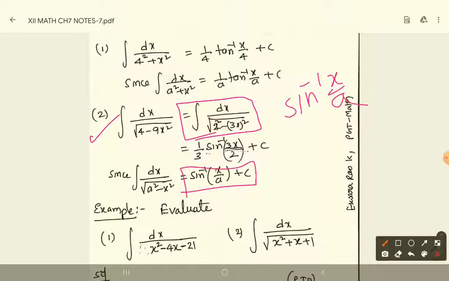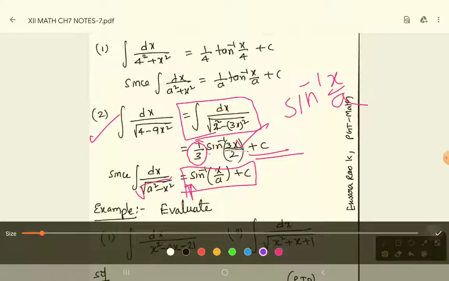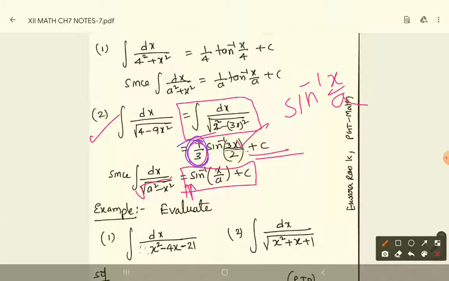Yeah, okay. So sin inverse 3x by 2. This 1 by 3 reason is that the x coefficient was divided, plus c. Otherwise, square roots formulas will not have coefficients for them. But why did we get 1 by 3? Since the x coefficient is divided.